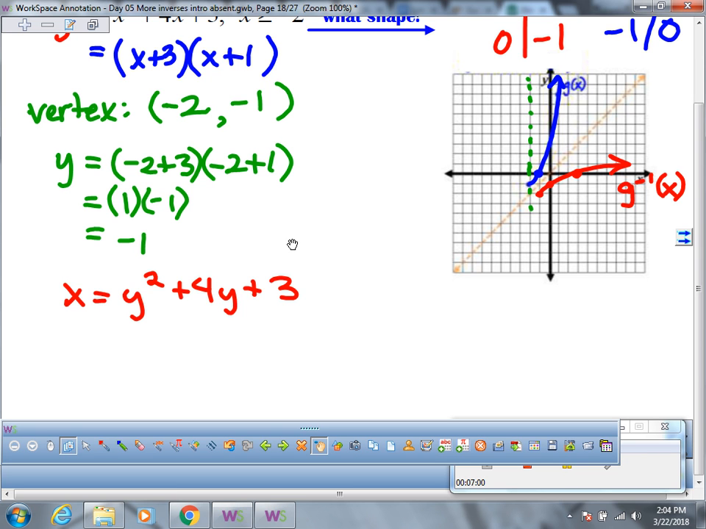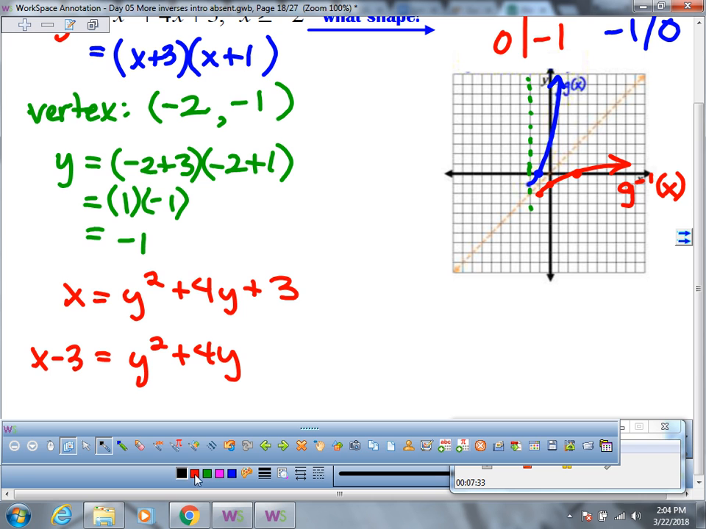I showed you yesterday that a way to solve for y is, I have a y squared, and how do I get rid of a square? Square rooting. I can't square root until I have a perfect square. This is not a perfect square. So I need to move that 3 over to the other side. So now I have x minus 3 equals y squared plus 4y. What do I need to add to make this a perfect square? Take 4, split it in half, and square it.